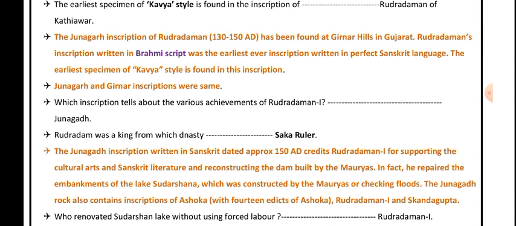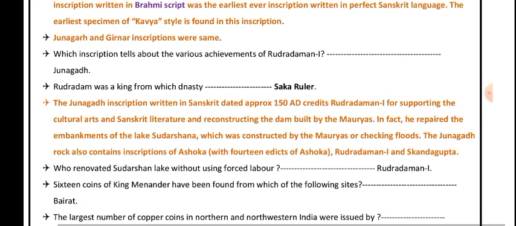Kathiawad. The Junagadh inscription of Rudradaman has been found at the Girnar Hills in Gujarat. Rudradaman's inscription, written in Brahmi script, was the earliest inscription written in perfect Sanskrit language. The earliest specimen of the Kavya style is found in this inscription. Junagadh and Girnar inscriptions are the same. जूनागढ़ और गिरनार जो inscription है वो same है.